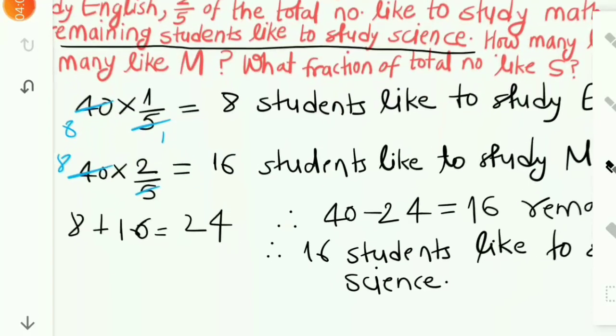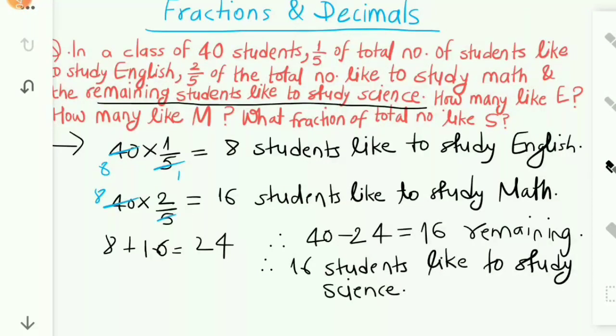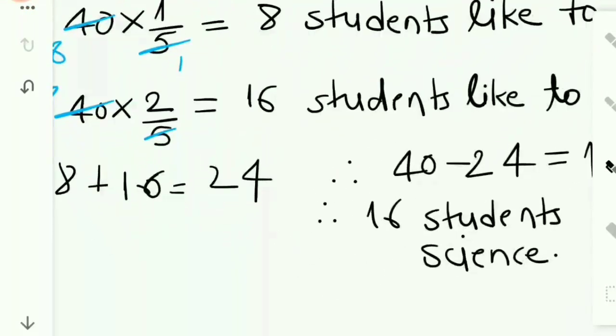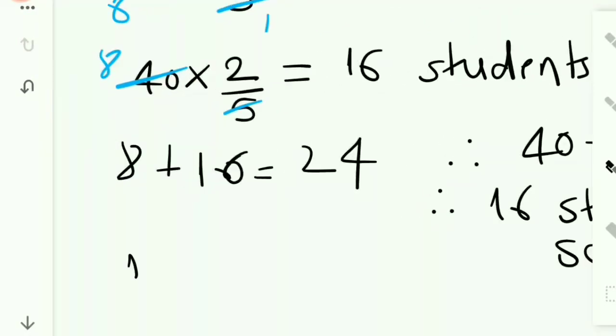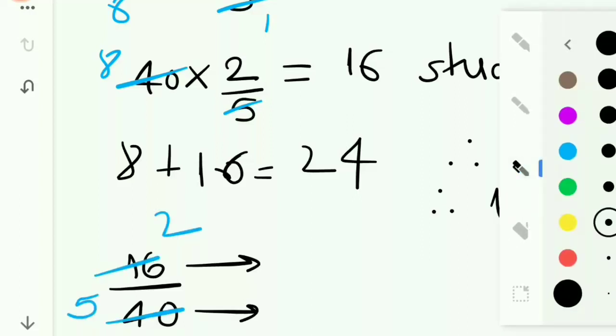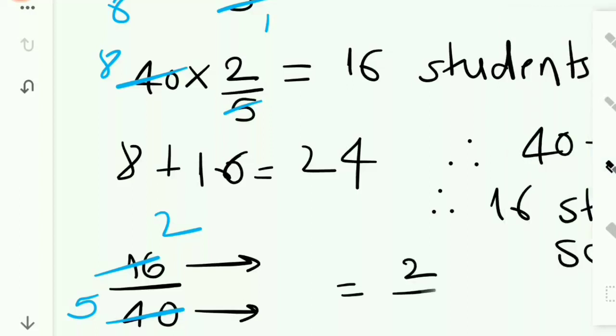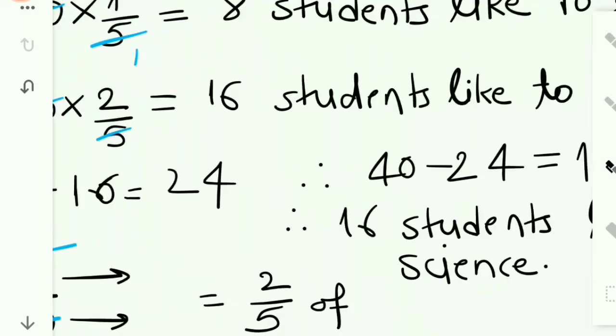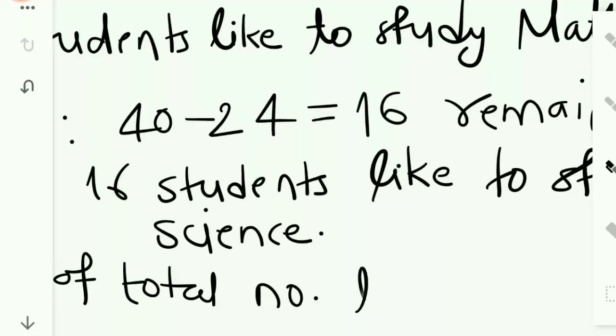Okay. So, what fraction of total number like science? So, for this question, what we do is 16 divided by 40. 16 is students who like science and 40 is total number. This fraction, when we simplify it, will give us the required fraction. 8 2s are 16, 8 5s are 40. So, equal to 2 by 5 of total number like science.